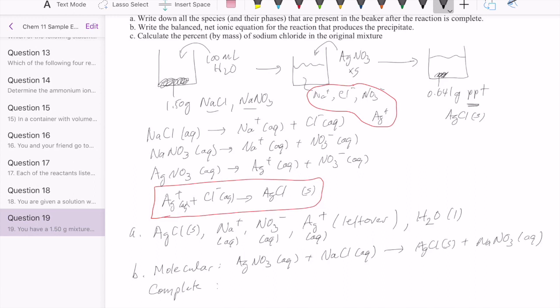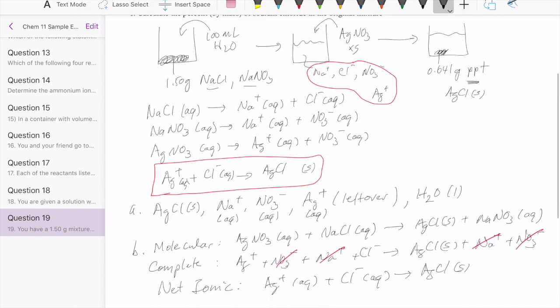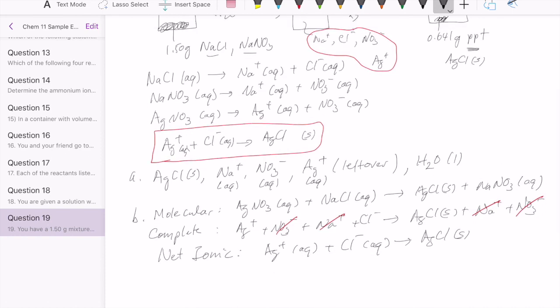Your complete ionic would be Ag plus, NO3 minus, Na plus, Cl minus, goes to AgCl, and Na plus, NO3 minus. And I can remove my spectator ions, which is nitrate and sodium. So my net ionic is Ag plus, Cl minus goes to AgCl solid. The last question says to calculate the percent by mass of sodium chloride. So we can do that, reversing the calculation. We know that we made this much silver chloride, so we can use that to calculate how much sodium chloride we have. That's a 1-to-1 stoichiometry using this molecular equation right here.